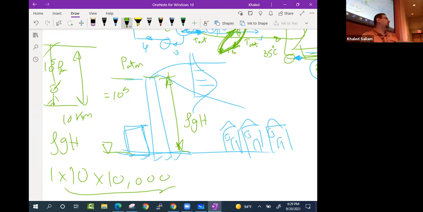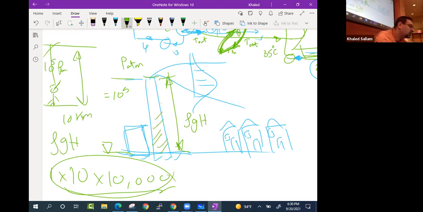Of course, I'm simplifying the problem because the density of the ambient air is not constant everywhere. As you go a little bit up, the density drops, right? It's not exactly 10,000 meters, and the gravity is not 9.8, but this is the order of magnitude of why we are carrying this much.